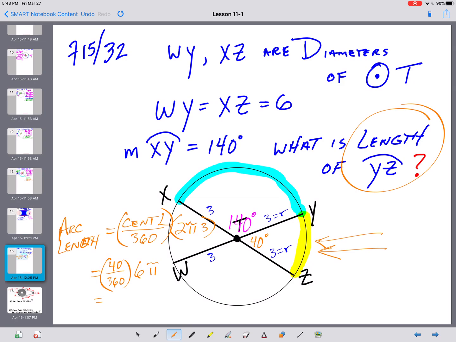Now, can we reduce 40 over 360? Well, yeah, I think we can. The zeros cross off. How many 4s in 4? 1. How many 4s in 36? 9. So here's what we get. Right now, we get on top, multiply the top, you get 6 pi. Multiply the bottom, you get 9. So we got 6/9 pi. Reduce that down to, how many 3s in here? 2. How many 3s in here? 3. Yeah, 2/3 pi. That's the arc length.